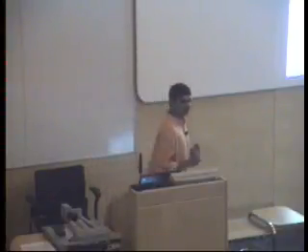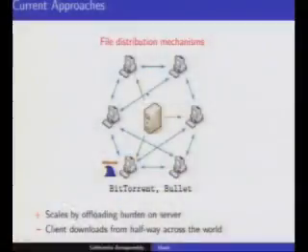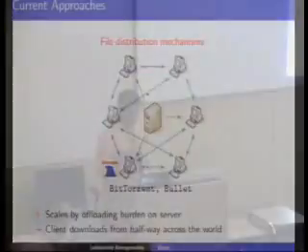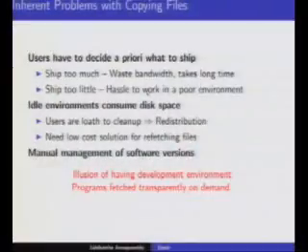Another approach is to use file distribution mechanisms like BitTorrent or Bullet. In these systems, the clients fetch data from each other, and hence they offload the burden on the server. But one potential problem with such systems is that a client could be downloading from another client which is halfway across the world. But a bigger problem with this approach of copying files is that the users have to decide a priori what they're going to ship.